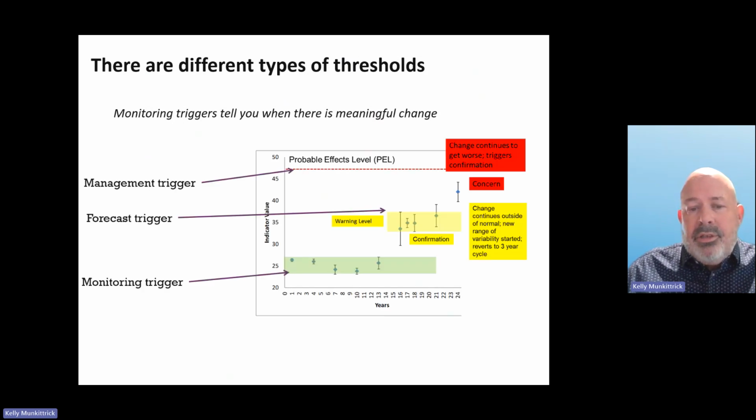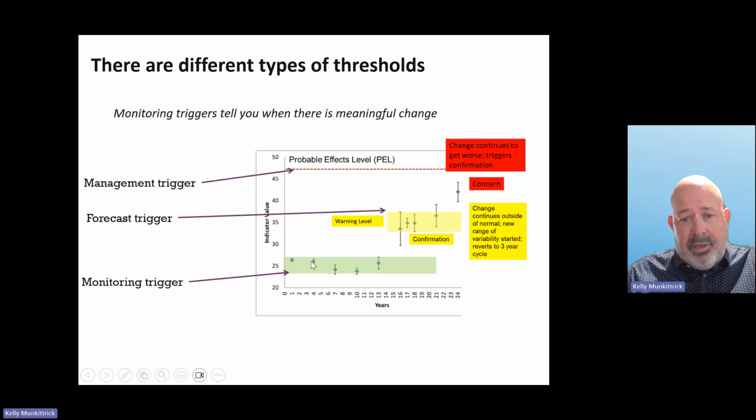So there's different types of thresholds. We want the monitoring trigger to be when we're seeing change in the variability. We don't want it set where the management trigger is. So in this case, we're monitoring every 3 years on our indicator. If it goes outside of normal, it triggers faster analysis, accelerated monitoring, accelerated effort. If it was an expected change and it stabilizes, I'm not as concerned as if it was an unexpected change or continues to get worse.